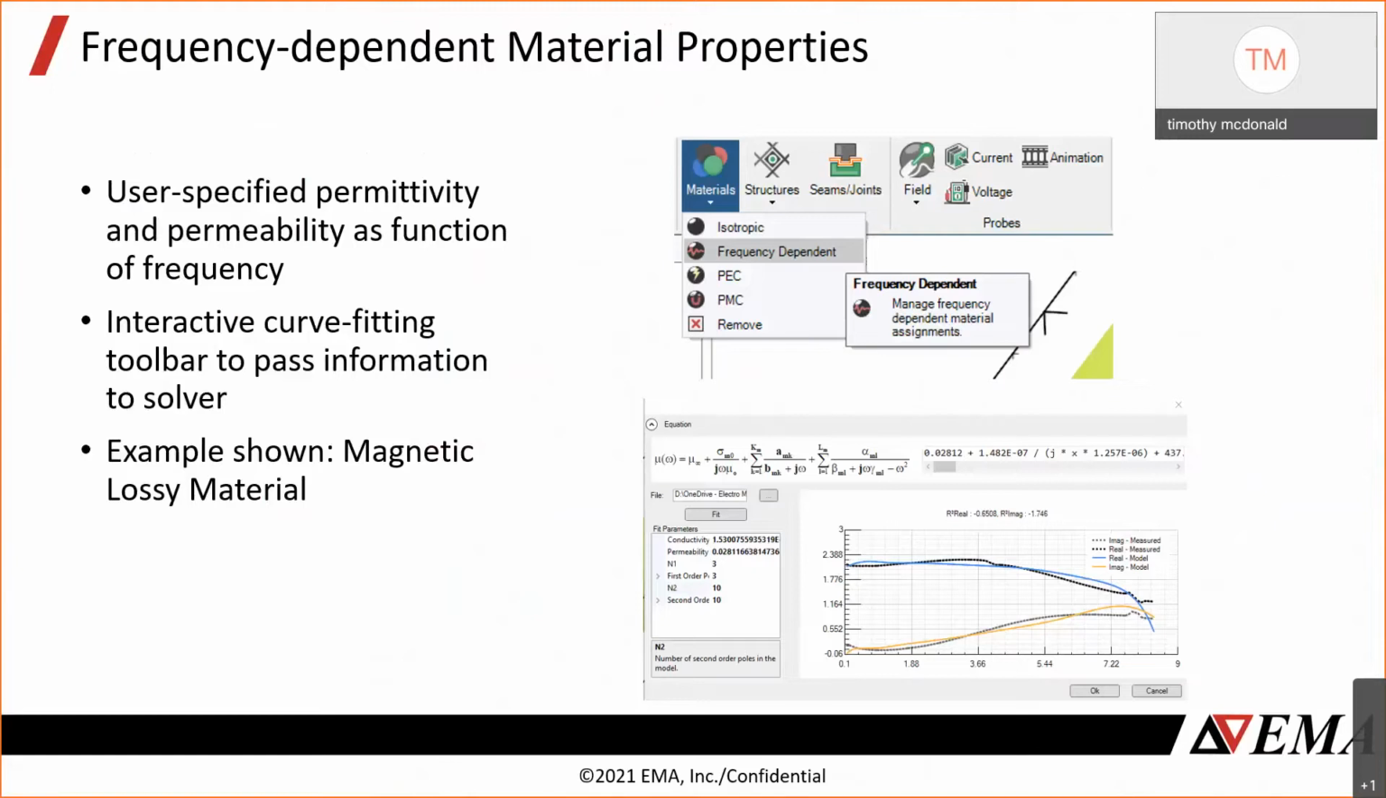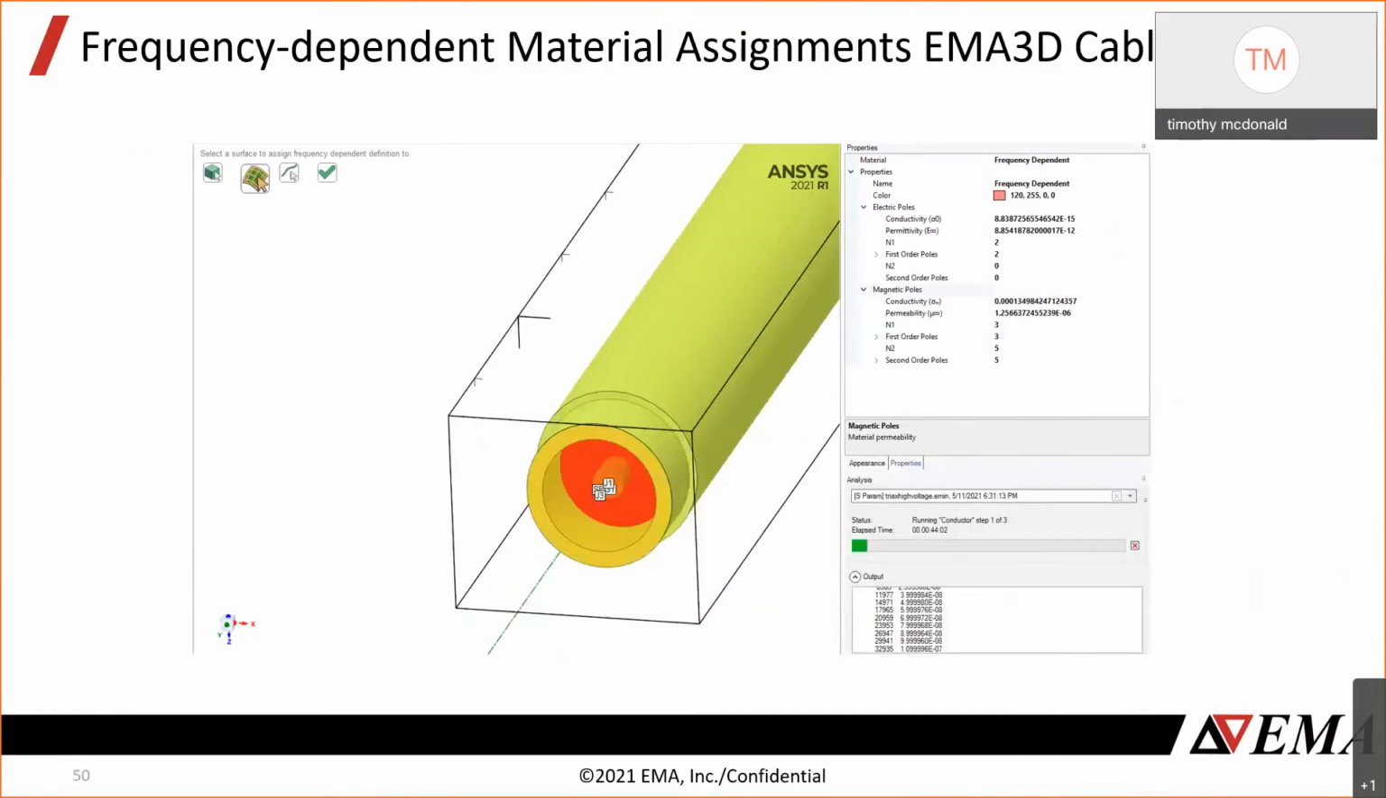So we allow users to read in an ASCII file with the permittivity and permeability of any arbitrary material at a variety of frequencies. And once we've done that, EMA3D is able to reproduce those frequency dependent effects in the time domain simulation. And in this case, we've picked just a simple coax, and this coax is loaded with, instead of a normal dielectric, some magnetically lossy material.